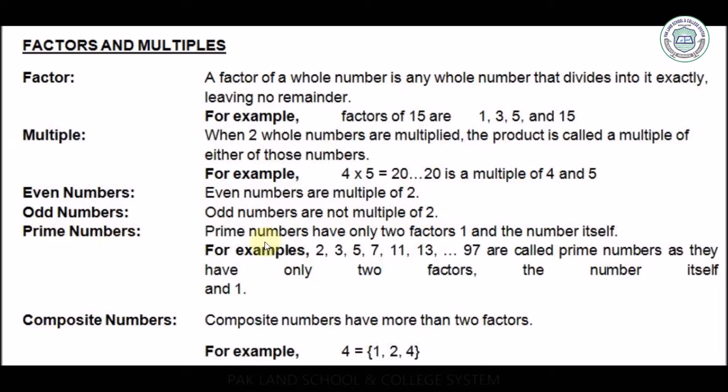Prime numbers. Prime numbers have only two factors, 1 and the number itself. For example, 2, 3, 5, 7, 11, 13 up to 97 are called prime numbers as they have only two factors, the number itself and 1. Composite numbers. Composite numbers have more than two factors. For example, 4 has factors 1, 2 and 4.